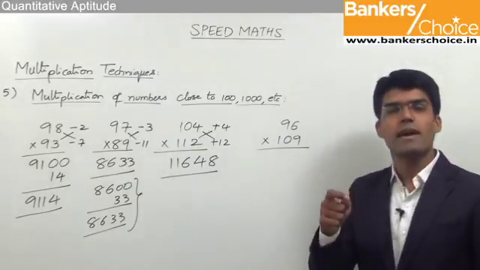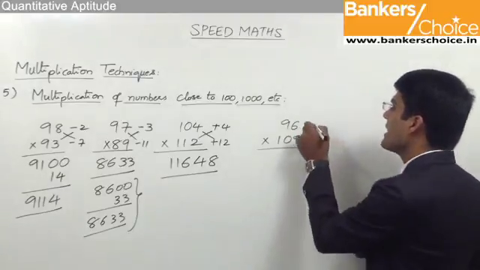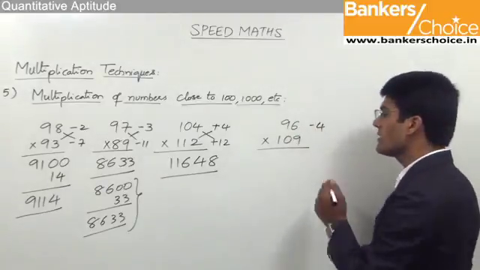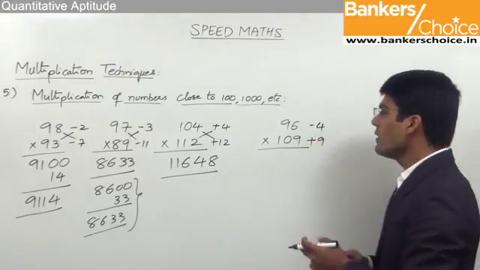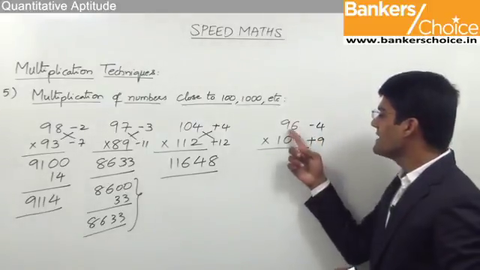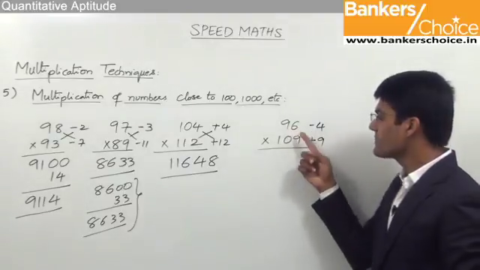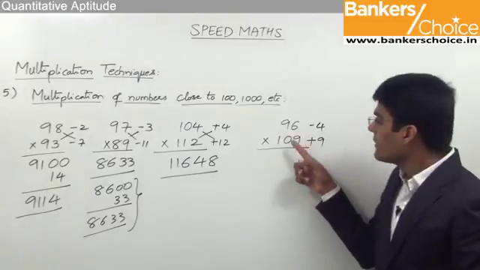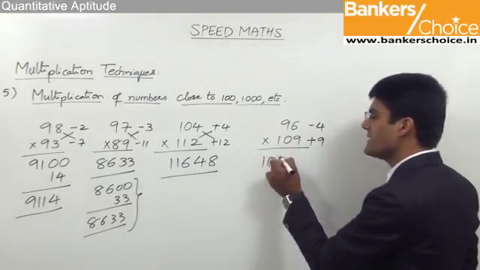First of all, we need to find out the distance of these numbers from 100. So 96 is 100 minus 4 and 109 is 100 plus 9. Now again, we have to take the cross sum, that is either 96 plus 9 or 109 minus 4. 96 plus 9 is 105 and 109 minus 4 is also 105. So 105 directly comes in the answer.